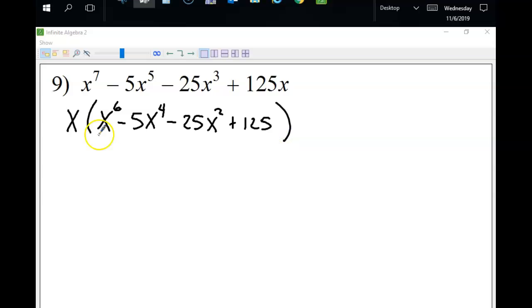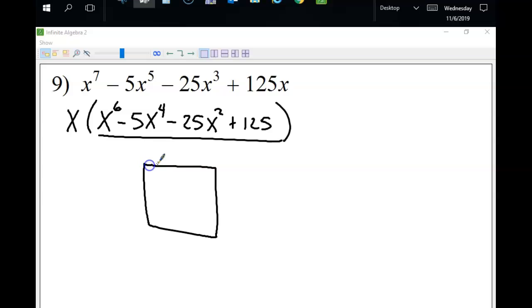And now what's left here on the inside has 4 terms. So we use our box method again. The example I'm going to give you in a second will be pretty similar to this one, I think.